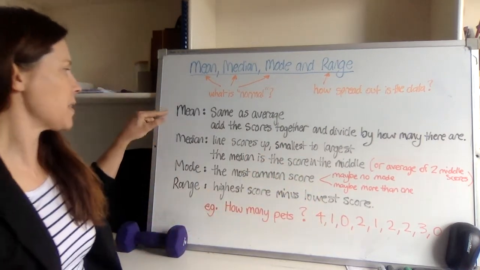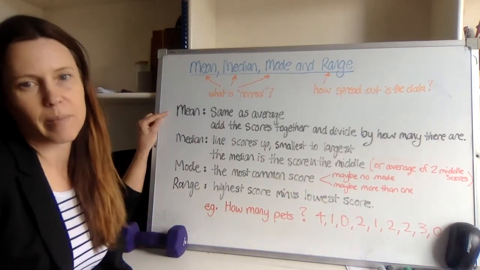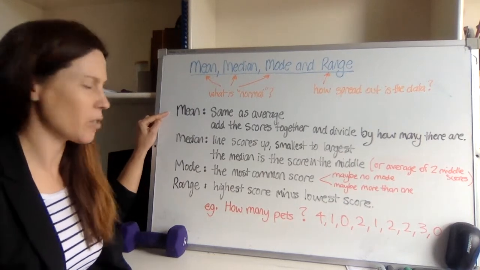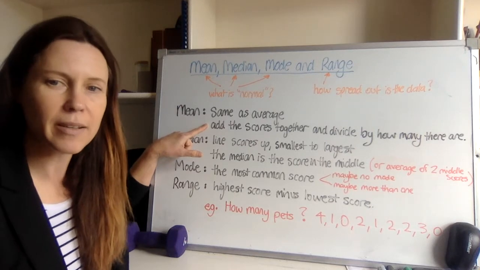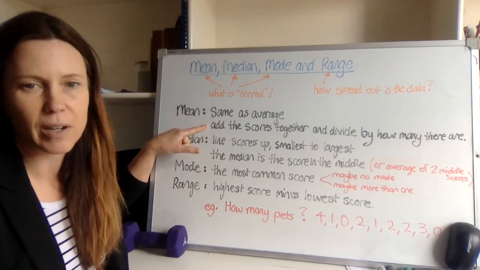So you've probably seen mean before. It's the exact same thing as average, just a different word to describe the same thing. So it's quite simple to calculate. You just add the scores together and divide by how many there are.